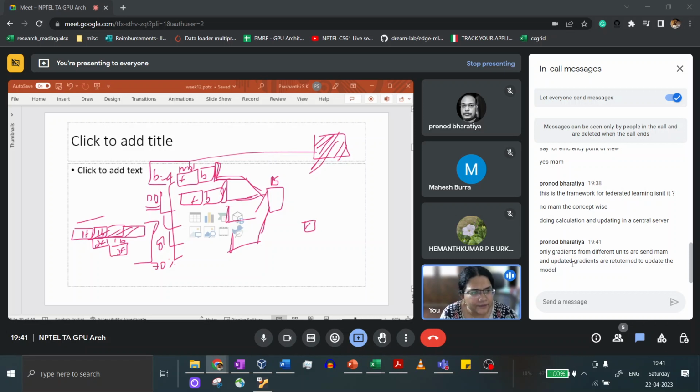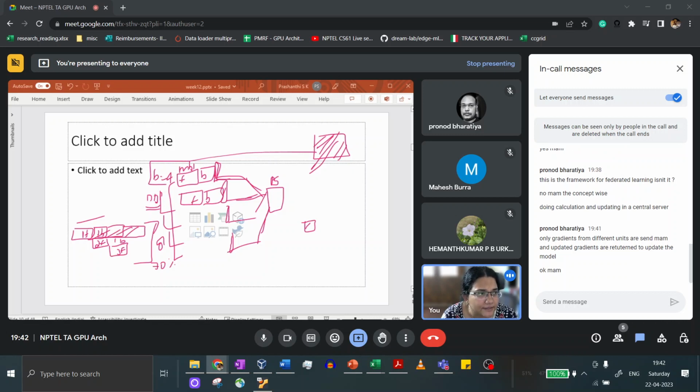Right, you can look that up. You can look up the difference between distributed learning and federated learning, right? You will get to know clearly what I'm talking about and why that distinction is important.